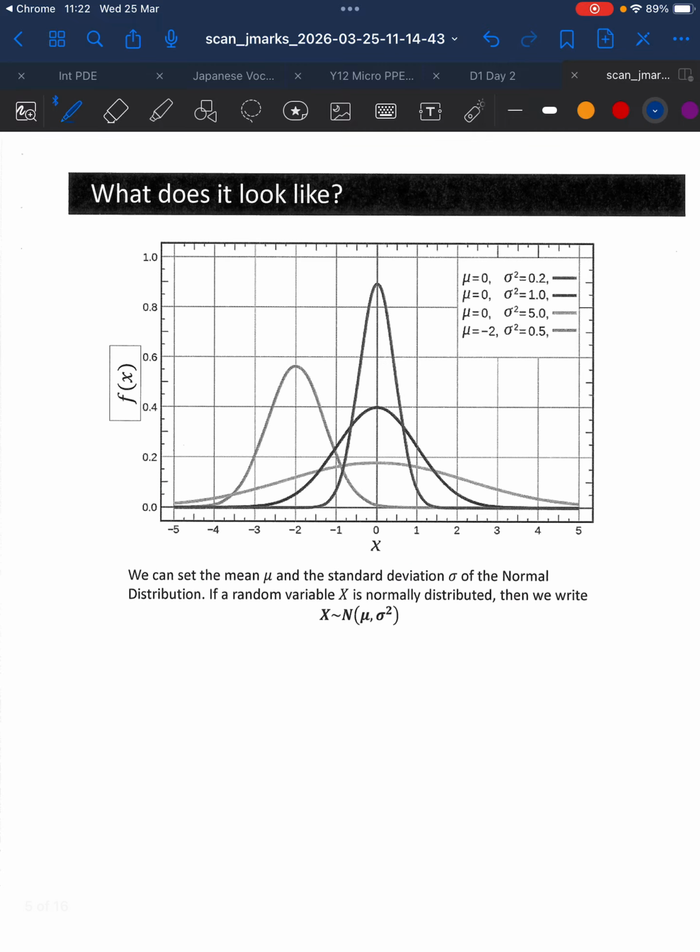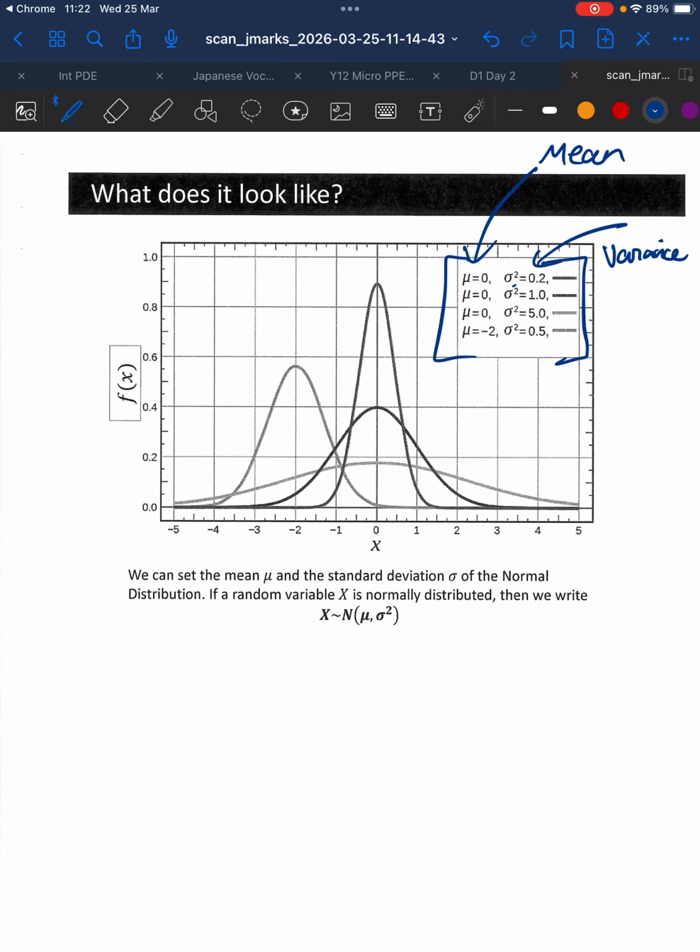So here are a few different versions, and they are all normal distributions, okay? You'll see a few things. So first of all, in the top right, you will see mu. So this is the mean. And then you will see, in this case, sigma squared. So this is variance. And the idea is that the shape of the curve depends on these two things.